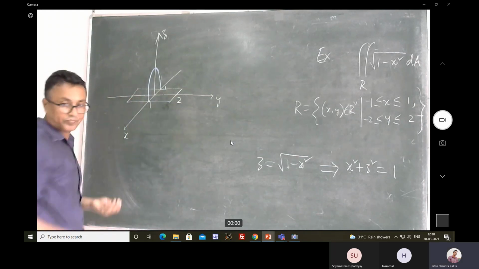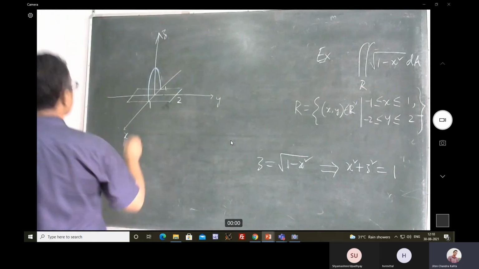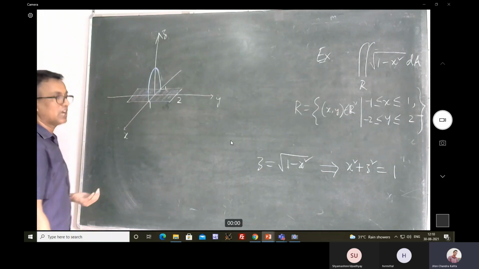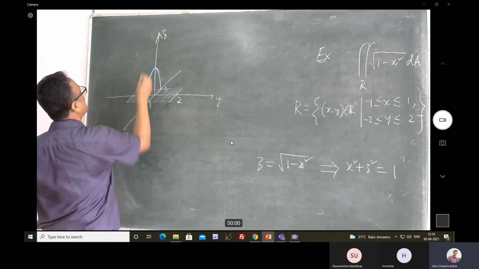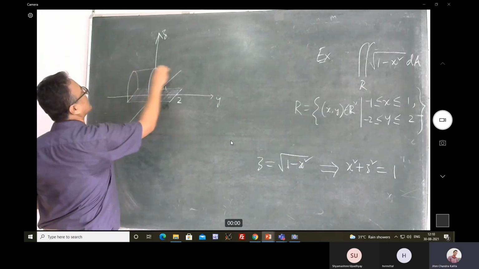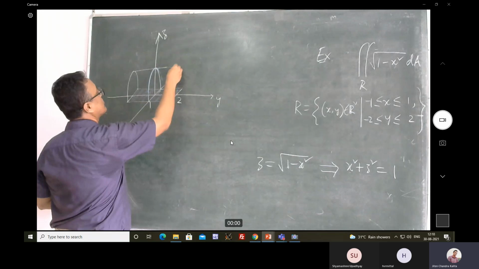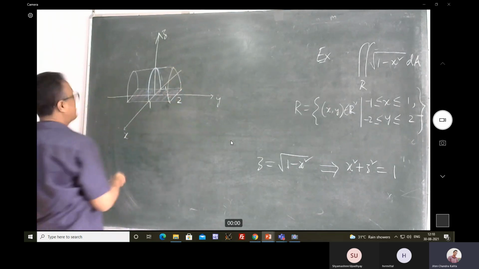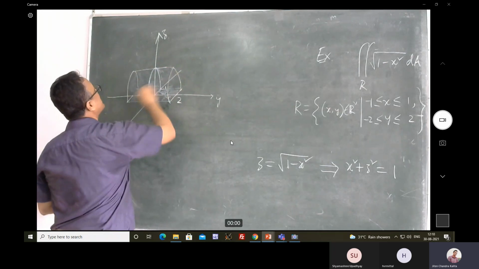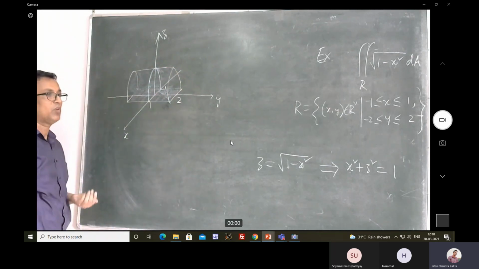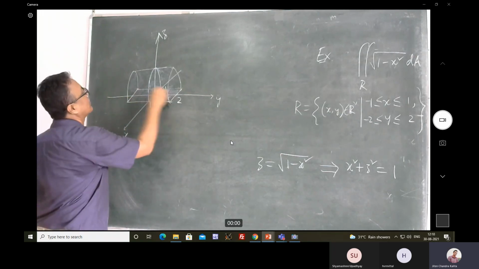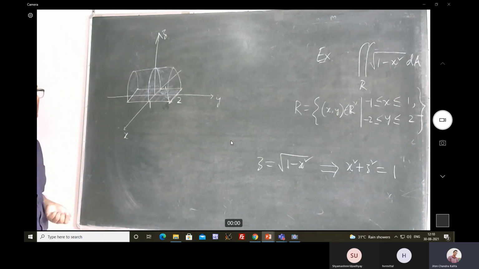And what it has told me to do, so see, this shaded portion is my region R. So basically what I have to do is find out the volume of this surface lying above the xy plane. I mean, basically lying above this region. Is it okay? Fine.